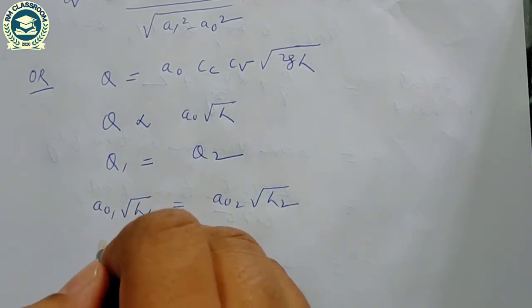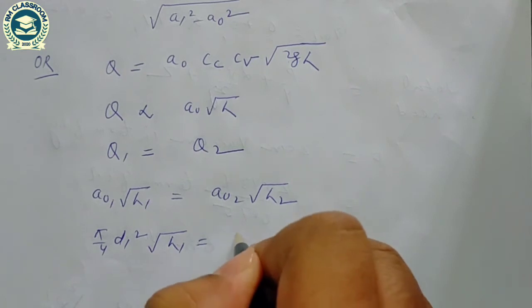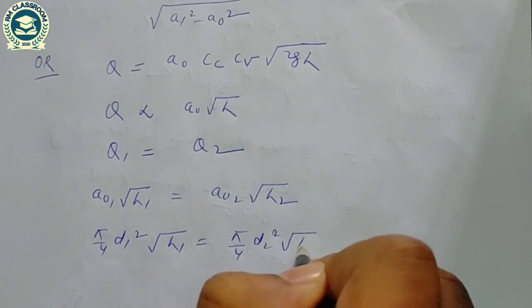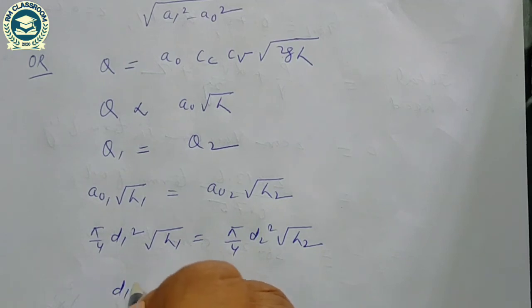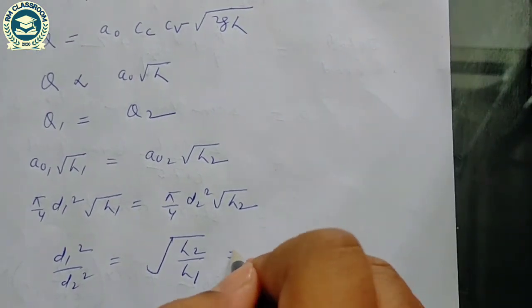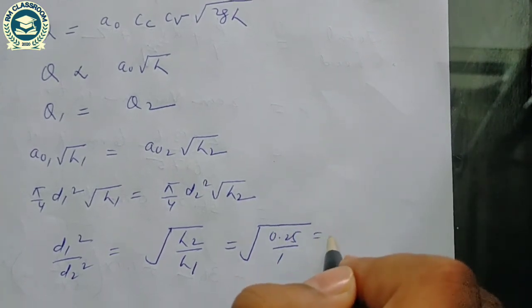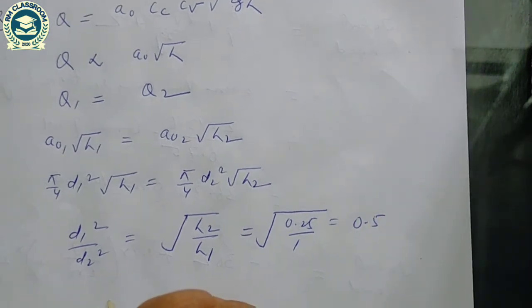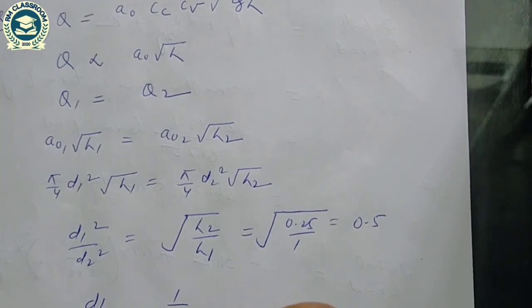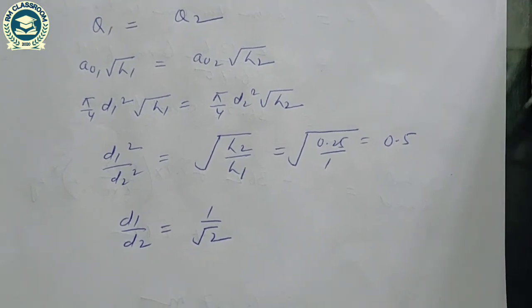Or we can write A0 1 is pi by 4 into D1 square into square root of H1 is equal to pi by 4 into D2 square into square root of H2. So D1 square by D2 square is equal to square root of H2 by H1. So it is 0.25 divided by 1, means 0.5. So D1 by D2 is equal to 1 by root 2. So B option is correct.